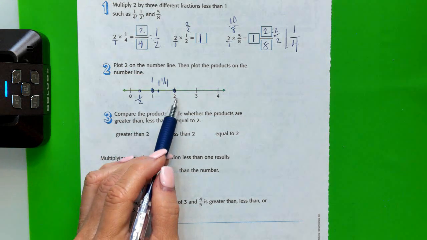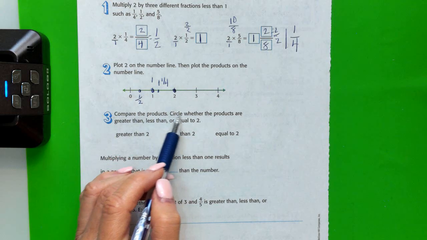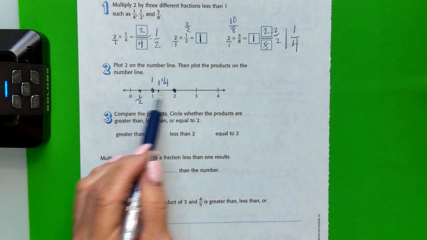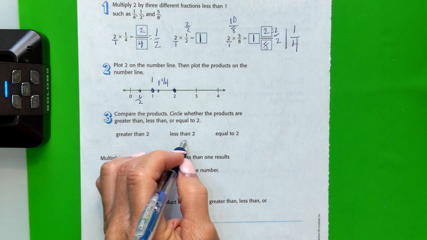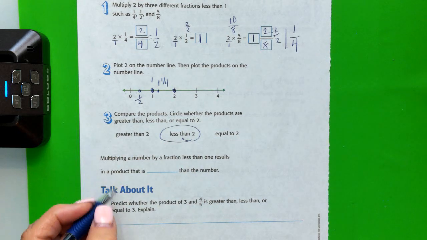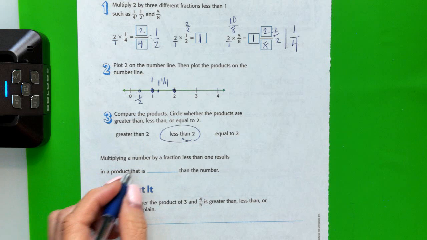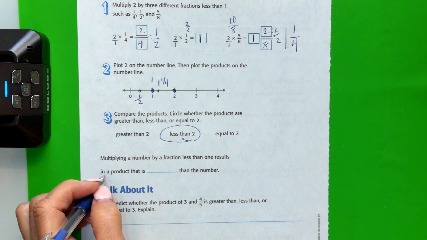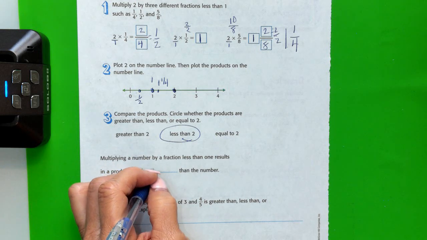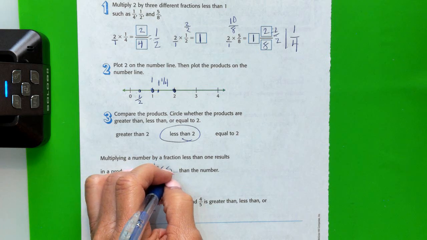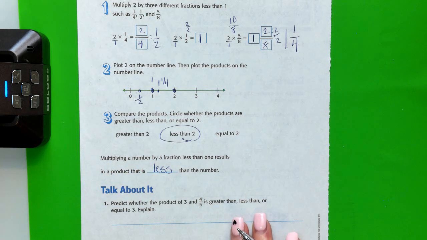So it's clear to see that all of the products fall to the left of 2, which means they're less than 2. So multiplying a number by a fraction less than 1 results in a product that is less than the number. Okay, I'm going to stop there.